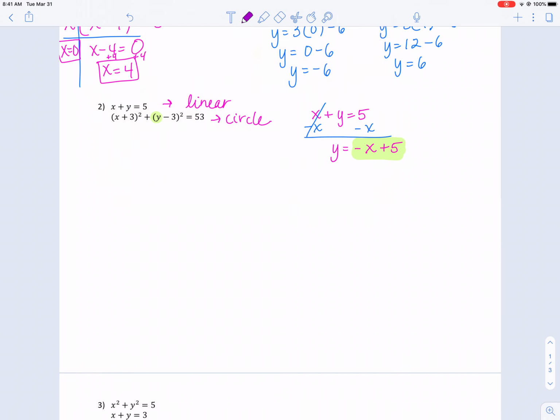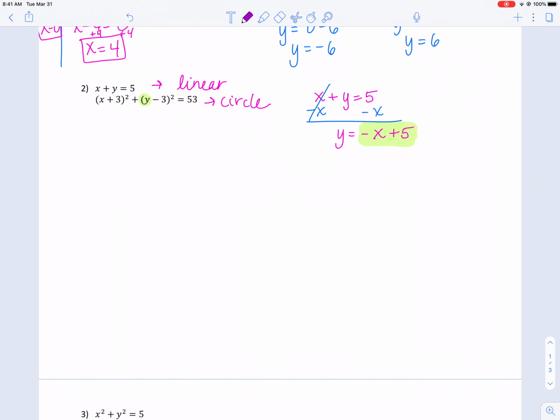So I'm going to use a new color. I'm going to go purple. And if I rewrite this equation, x plus 3 squared plus, now look what's going to happen. Instead of y, I'm going to put in negative x plus 5. And then don't forget your minus 3 squared equals 53. So I took what y equaled, negative x plus 5, and I put it in for the y value. What did that do for us? It had an equation with x and y and made it only x's.